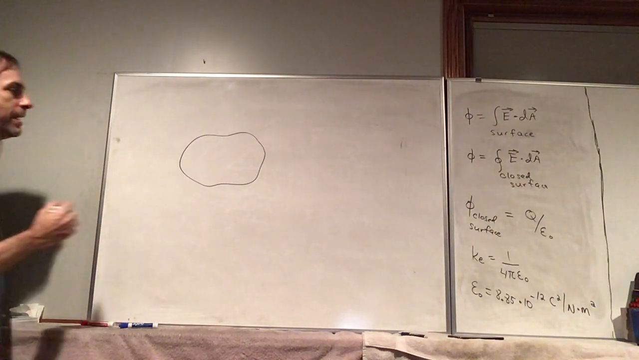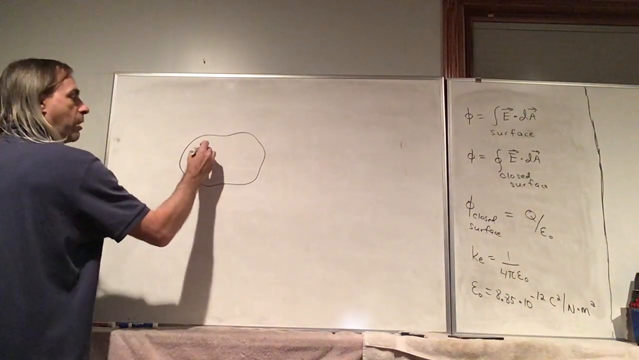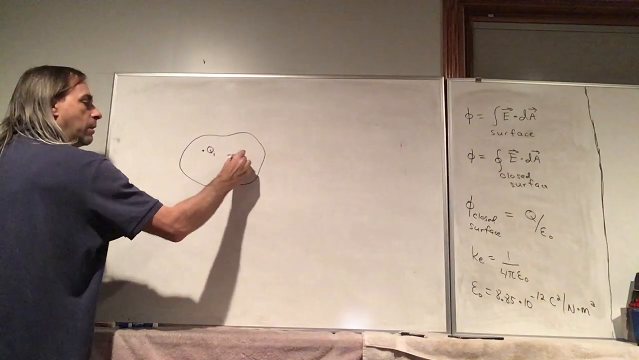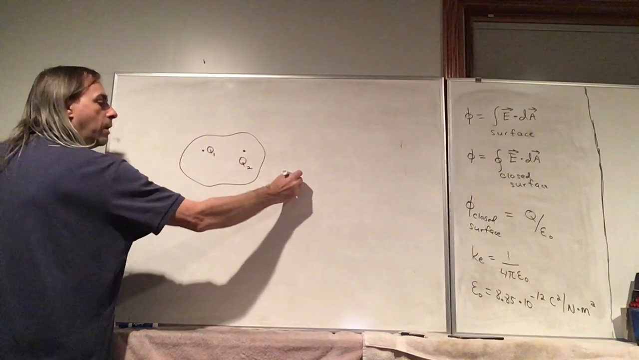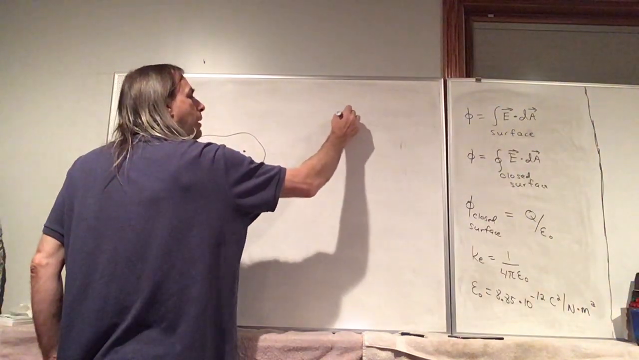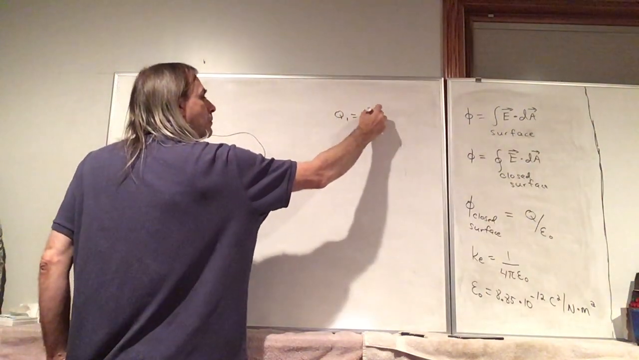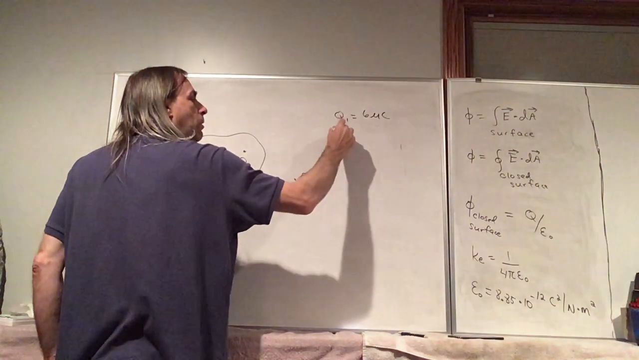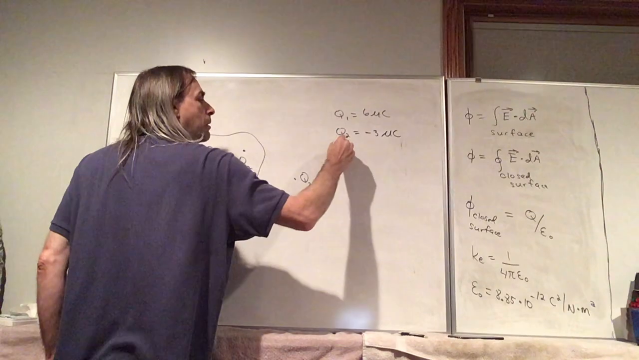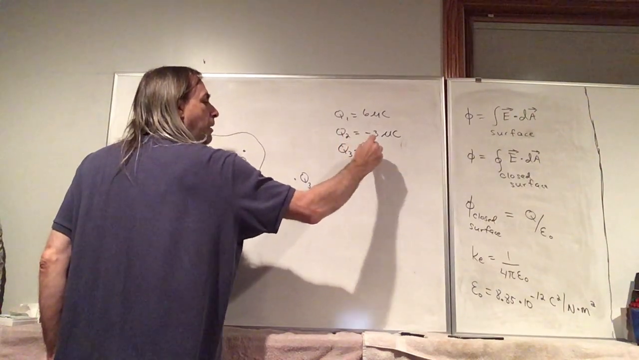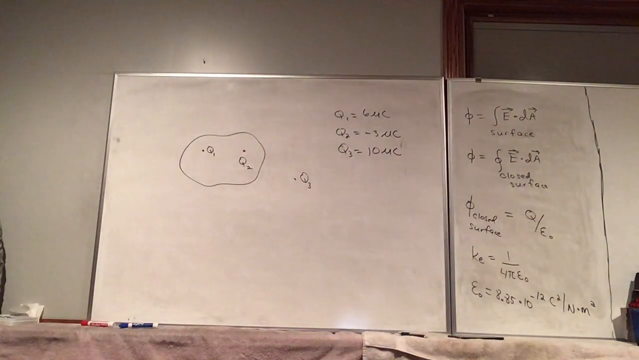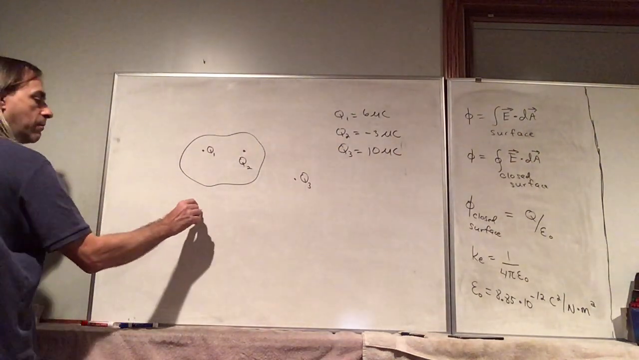So let me give you an example. Let's say we have three charges. Q1, Q2, and Q3. And let's say Q1 is 6 microcoulombs, Q2 is minus 3 microcoulombs, and Q3 is 10 microcoulombs. So what is the flux through the surface?